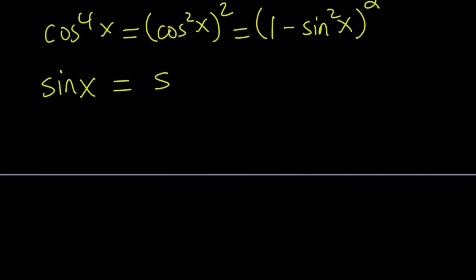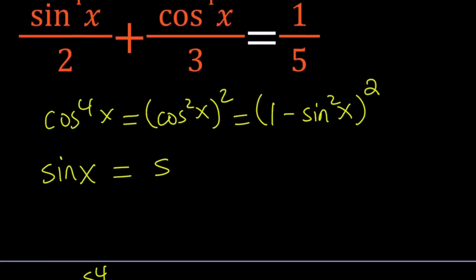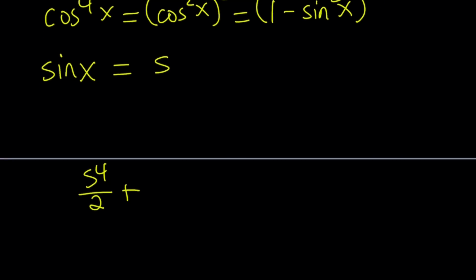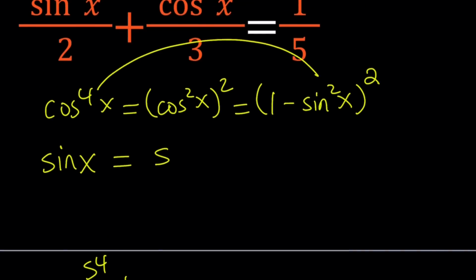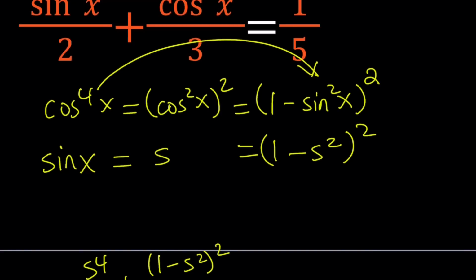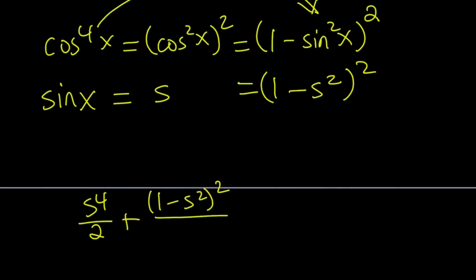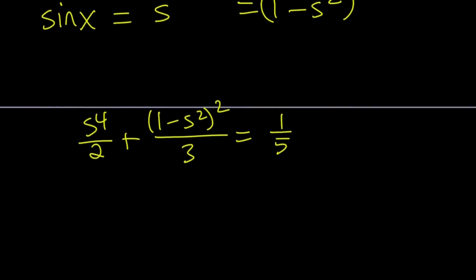And this gives us the following. We have s to the fourth power divided by 2, which is sine x to the fourth power, plus cosine x to the fourth power. But notice that cosine x to the fourth power was written as 1 minus s squared squared. So we can write it like this, 1 minus s squared squared, and that's divided by 3. And the answer is 1/5. So it's kind of a nice question because 2 plus 3 is 5, but obviously you're not going to add the denominators like that, right?